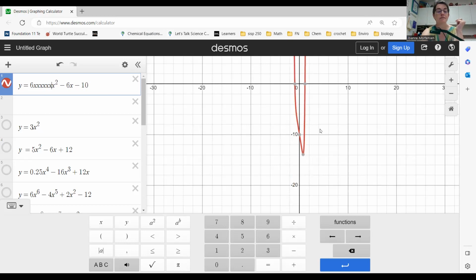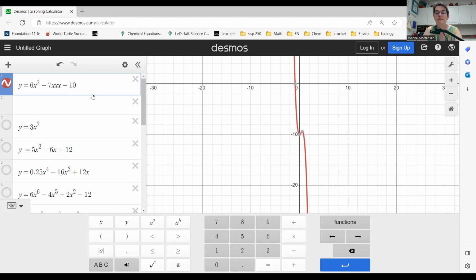Okay, let's go back to that. Let's see what happens if we put an x here. Okay, that was ridiculous on my part because now I've got 6x squared minus 6x squared, so the x squared disappears. We just have minus 10. So I'm going to make that a 7. There. Still got a problem.